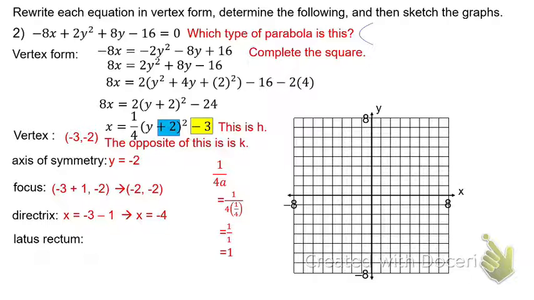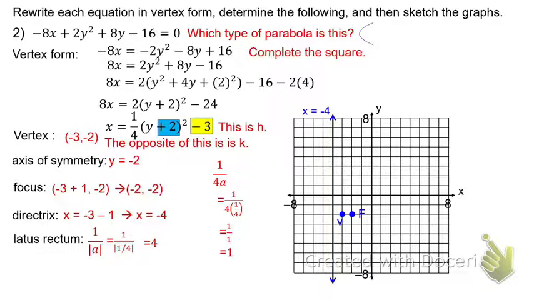Now the latus rectum is again the reciprocal of the stretch, made positive, which is going to be 1/(1/4), or 4. So let's go ahead and plot this on the graph. Start with your vertex. We know the vertex was at (-3, -2), and the focus is 1 unit to the right, which means the directrix is 1 unit to the left of the vertex, and that's that vertical line, x equals -4.